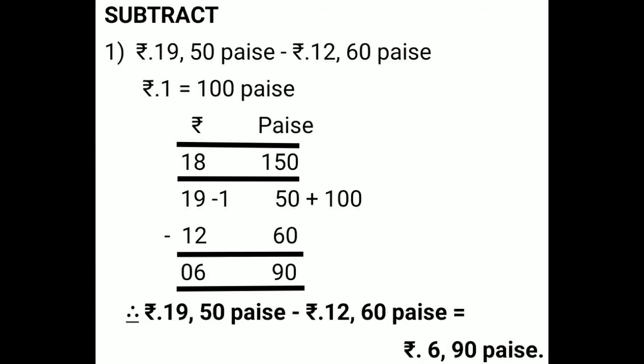Now 18 minus 12 gives us 6, whereas 150 minus 60 gives us 90. Therefore, our final answer will be: 19 rupees 50 paise minus 12 rupees 60 paise is equal to 6 rupees 90 paise.